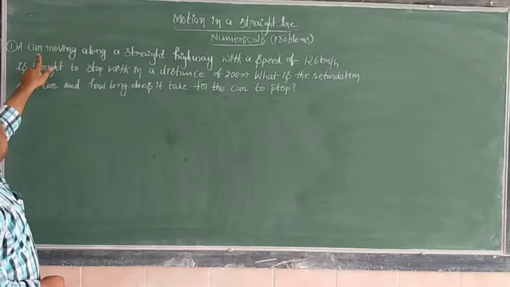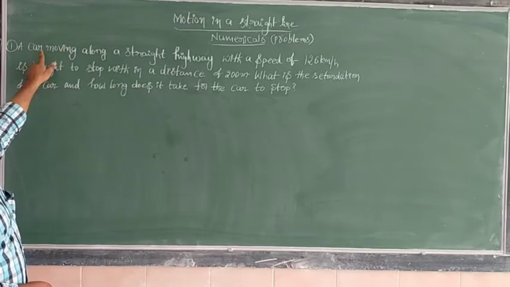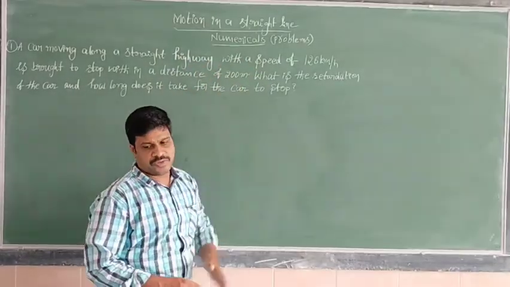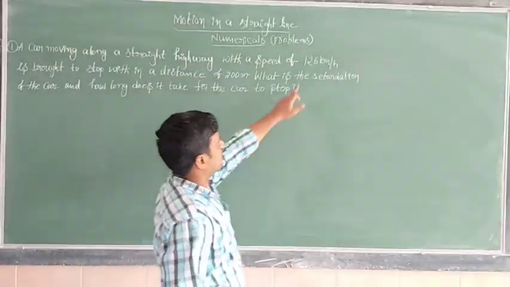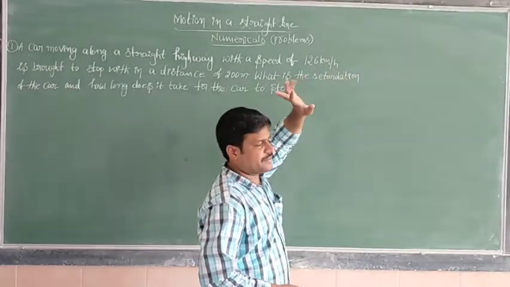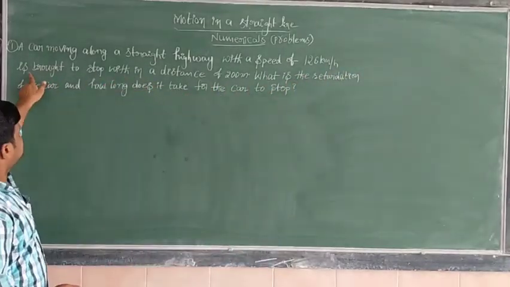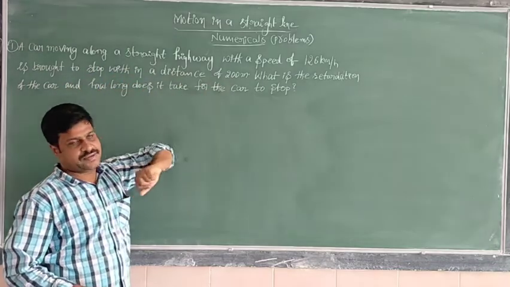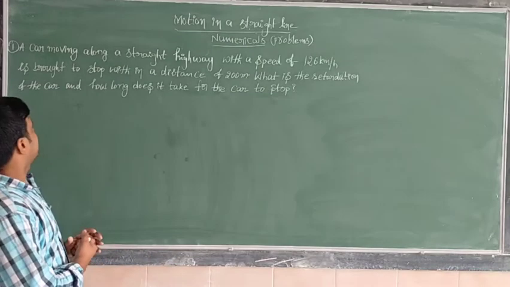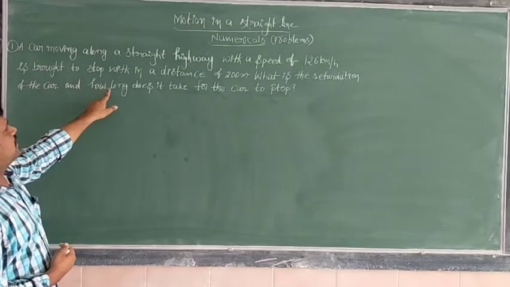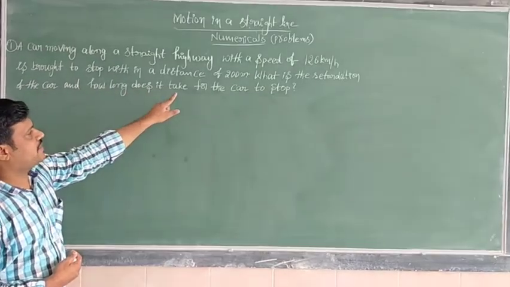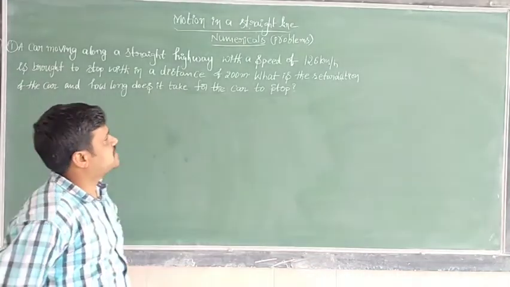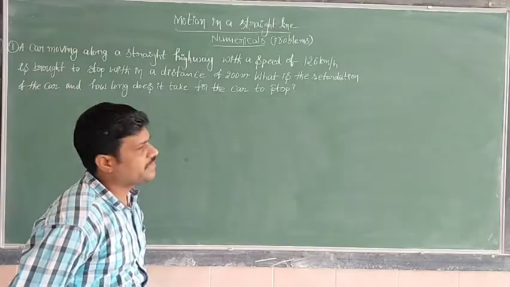In which, first one: a car moving along a straight highway with a speed of 126 kilometer per hour is brought to stop within a distance of 200 meters. What is the retardation of the car and how long does it take for the car to stop? Initially, the car is moving with a speed of 126 km per hour.